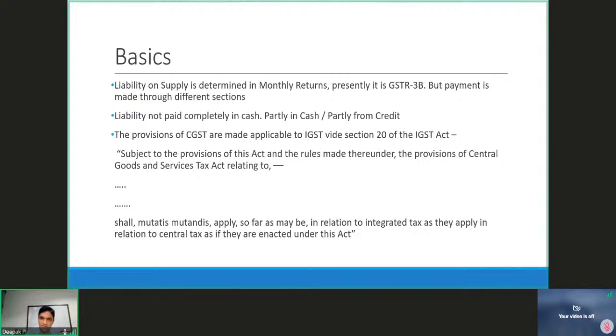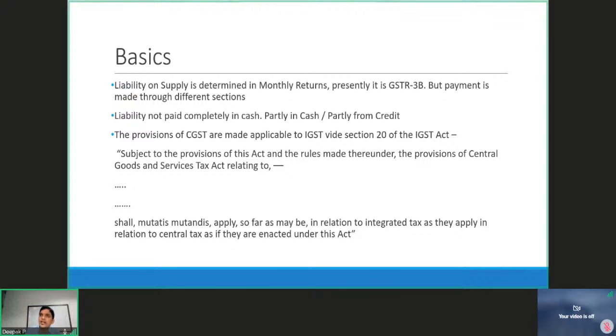And payment is made through different sections. Payment is section 49. Liability is not paid completely in cash. Now, if you have a sale of 1 lakh rupees, on which tax is 18,000 rupees at an 18% rate.